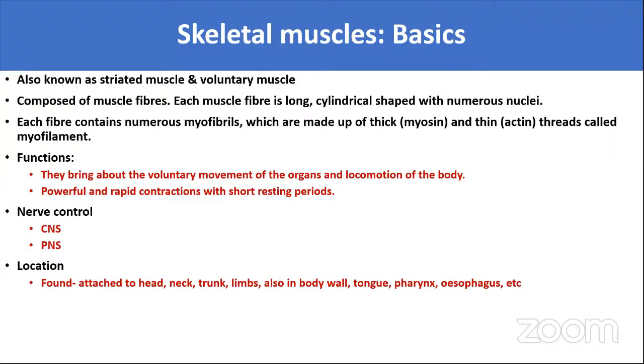So in case of the skeletal muscles, the contractions which they exhibit are very rapid and powerful, and therefore within a short duration, the person gets fatigued, and we cannot continue exercise for a longer duration. If we continue exercise for longer, your muscles get fatigued and you say there is pain in the muscles. Regarding nervous control, it is controlled by the peripheral nervous system as well as the central nervous system. Location: any part of the body associated with the bones, those muscles are the skeletal muscles.